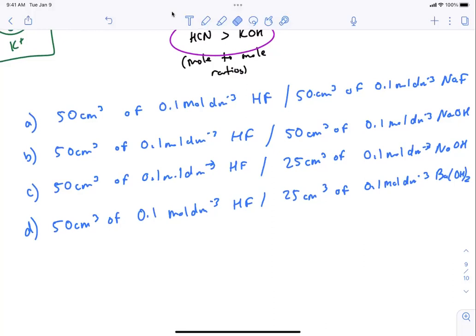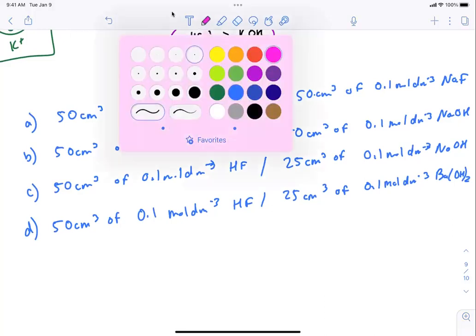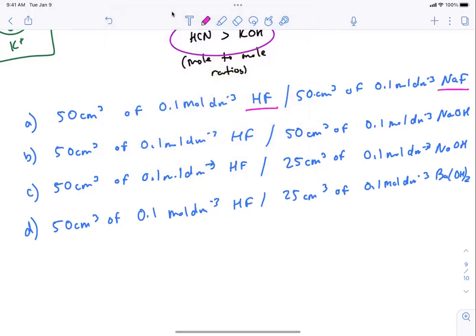Now, of these choices, is there one that is a buffer no matter what? Is there one of these that is a buffer no matter what? Okay, why A? Right. So you have HF and NaF. So it doesn't matter what the concentrations are or the volumes are. This one is always yes.